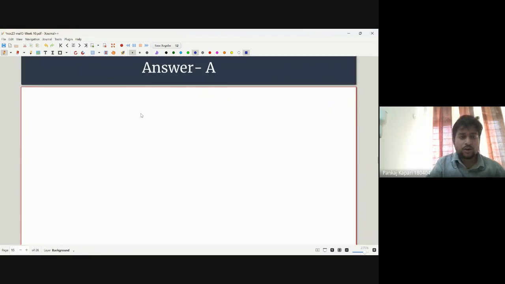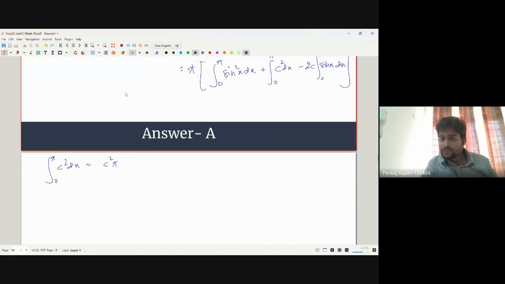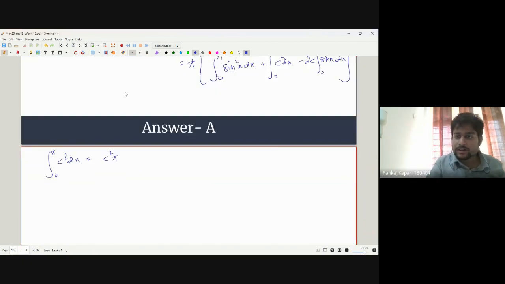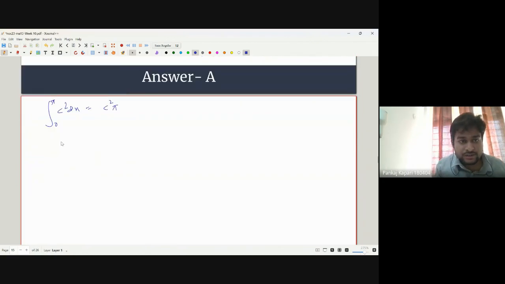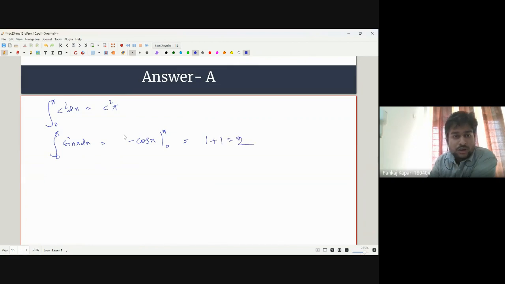So let's calculate all the integrals. The easiest one, from 0 to pi, is just c square dx. It will give you c square pi. Then you have the integral of sin x dx, again 0 to pi. This integral is minus cos x. Then you put the lower and upper limits from 0 to pi. You will get 1 plus 1, which is 2.